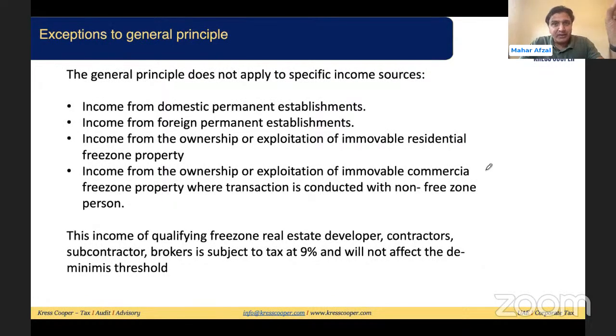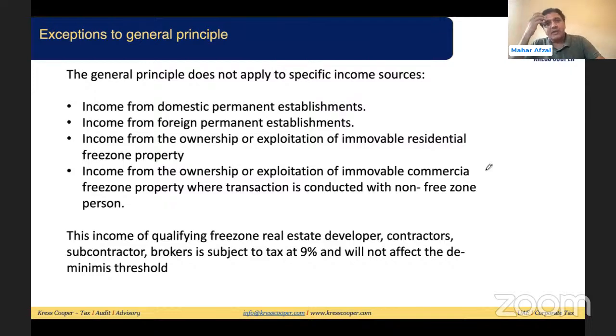But they have given special rules for immovable property. Any immovable property, whether on the UAE mainland or outside the UAE, will be straightforward, subject to tax at 9%. If the property is within the free zone and is residential property, straightforward, subject to tax at 9%. For commercial property, with all the conditions we have discussed, a transaction with another free zone person, being used for business purposes and not for residential accommodation purposes, then this immovable commercial property will be subject to tax at 0%.